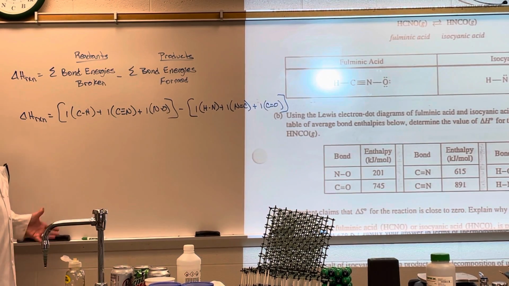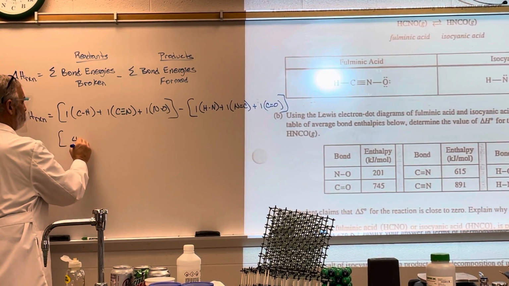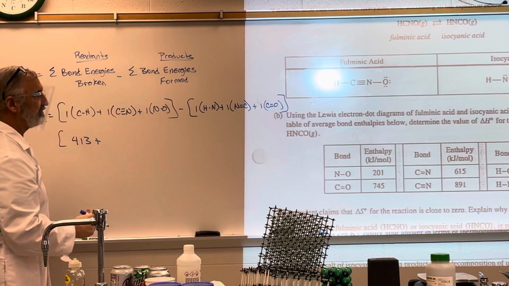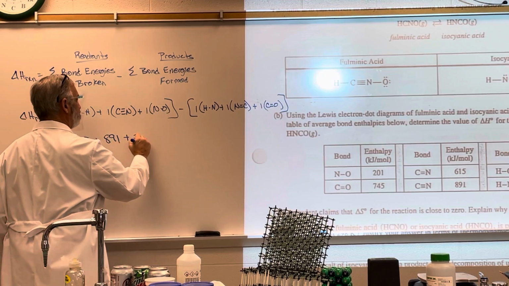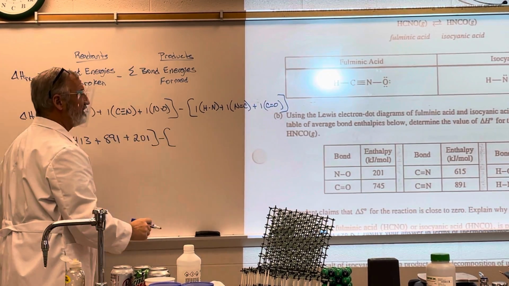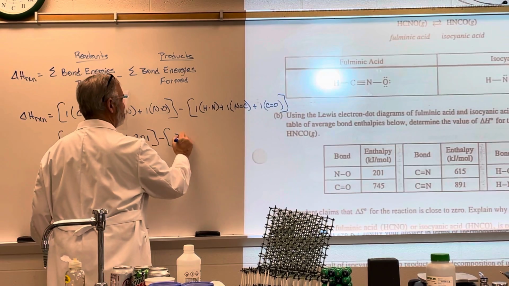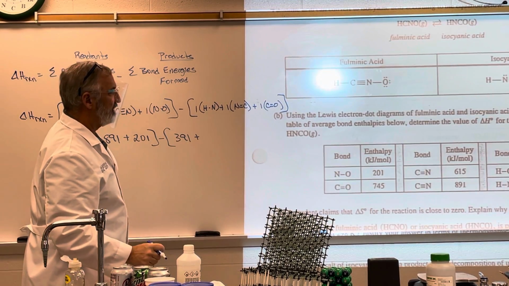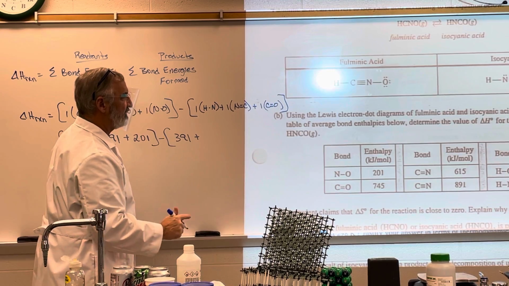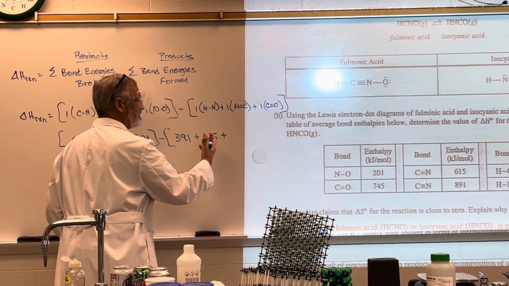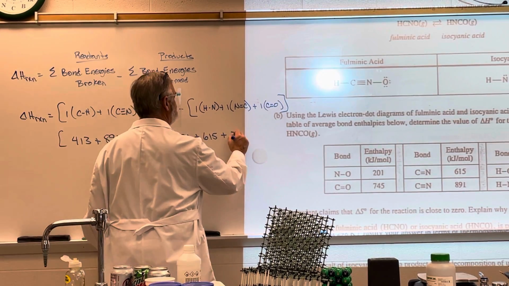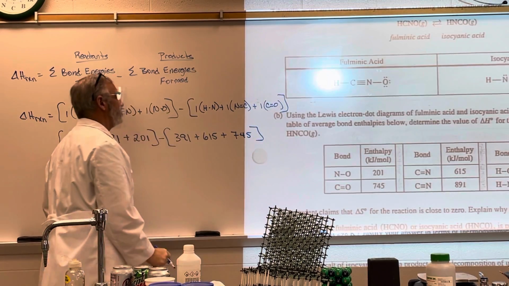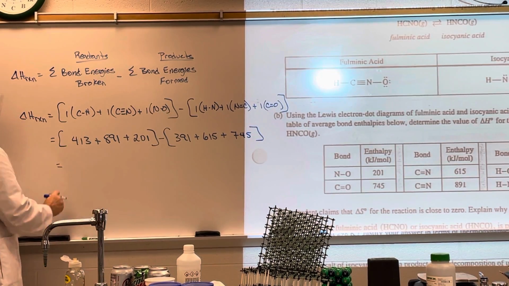So now you just plug in the values. Carbon to hydrogen is 413, plus carbon to nitrogen triple bond is 891, plus nitrogen to oxygen single bond is 201, minus hydrogen to nitrogen, 391, plus the nitrogen to carbon double bond is 615, plus the last one, carbon to oxygen double bond, 745. So you just add all those up together, and what's delta H of the reaction turn out to be?